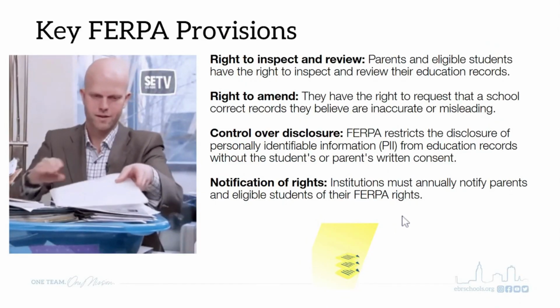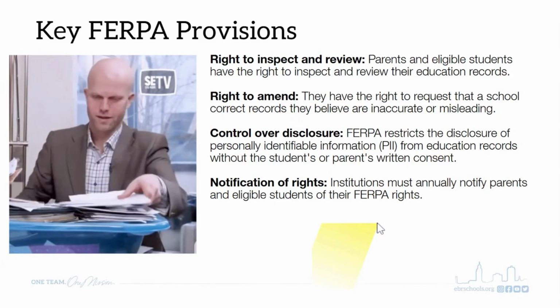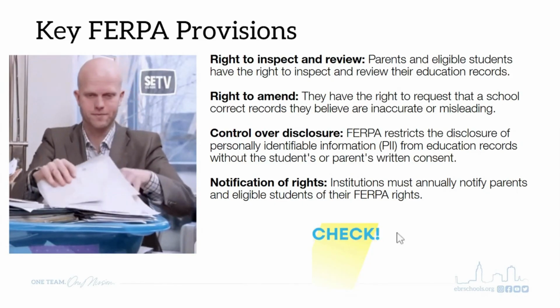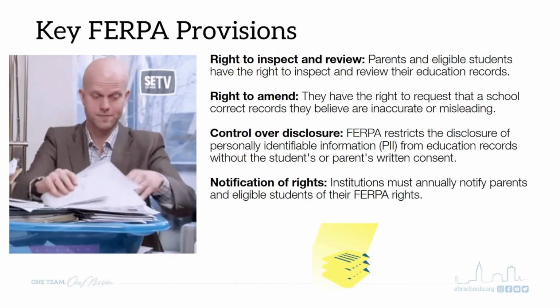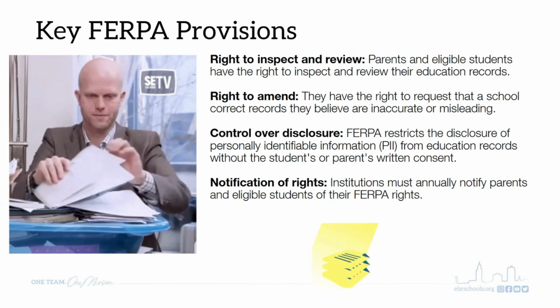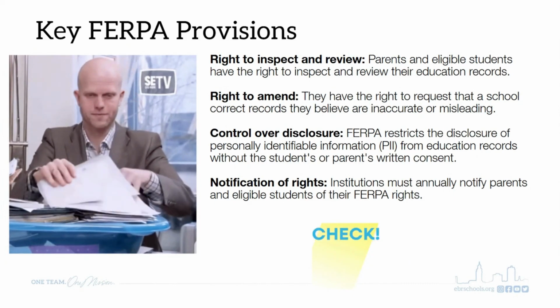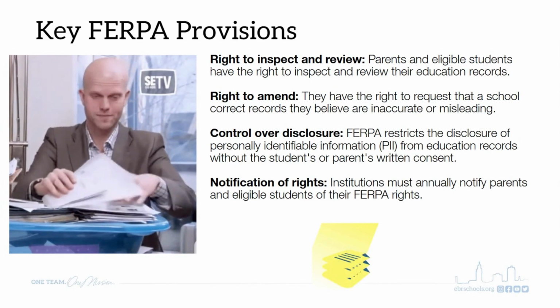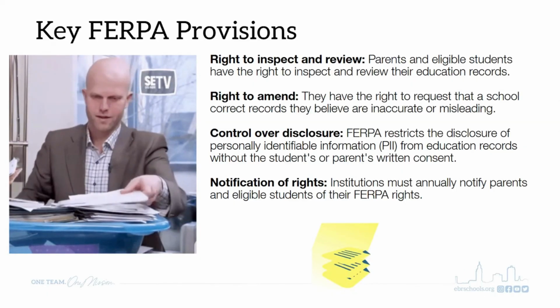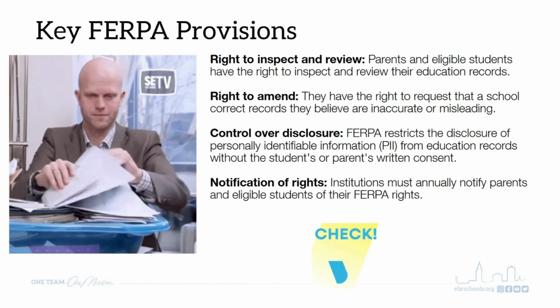So here are key FERPA provisions. The right to inspect and review. Parents and eligible students have the right to inspect or review their education records. Next, the right to amend. They have the right to request that a school correct records they believe are inaccurate or misleading.